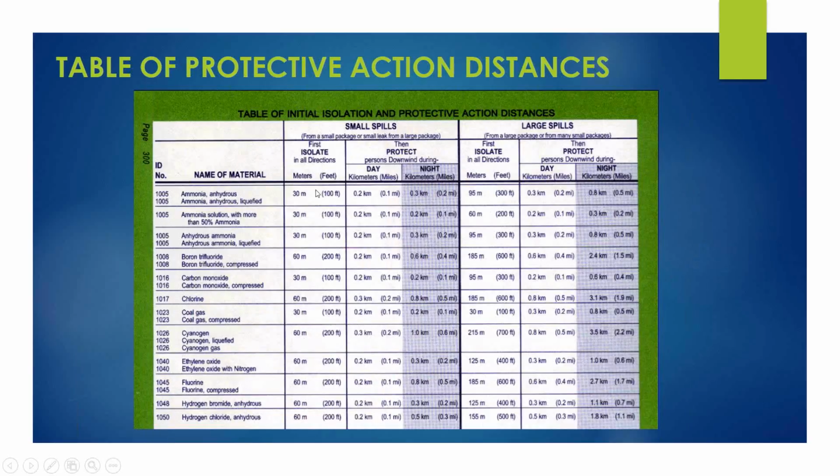It's going to tell you isolate this far in all directions, then protect persons downwind. This is interesting. Daytime, the distances are about half of what they are nighttime. So things travel, sound, smells, gases, vapors travel much further at night because the air is lighter. So know what your parameters are there. And so it deals in large spills and small spills. Okay, so that's good information to know and something you should be looking at immediately before you do anything else.